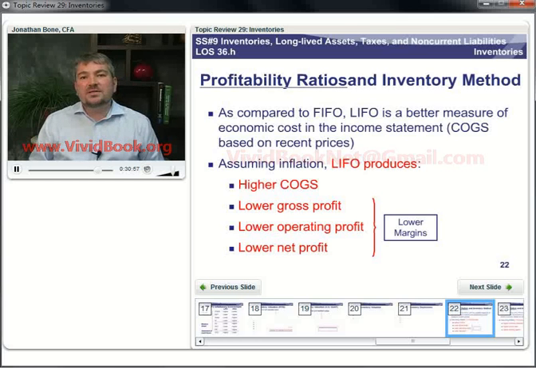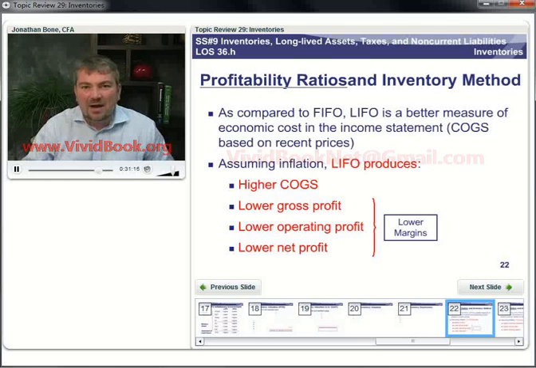Higher cost of goods sold is going to give you a lower gross profit margin. Remember, gross profit is just sales minus cost of goods sold. Gross profit margin, therefore, is gross profit divided by sales. A lower operating profit, and of course, operating profit is EBIT generally.